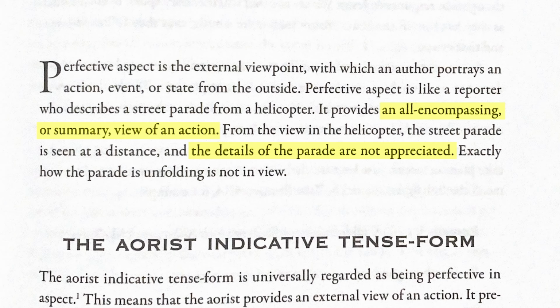Campbell starts chapter 3 with a definition of perfective aspect, where he describes it as an all-encompassing or summary view of an action, where the details are not appreciated. The difficult thing about such a claim is that it is not falsifiable. In other words, I don't know when the details of an event are unappreciated enough to make it fit this definition. So I don't know how to test whether Campbell's theory is correct and what criteria could be given for how detailed an event description is in the first place.